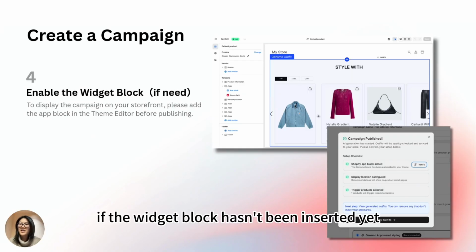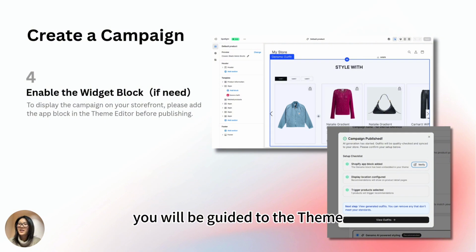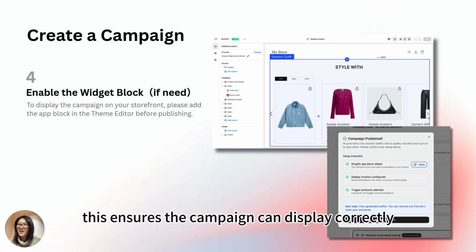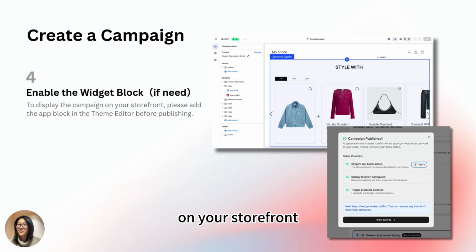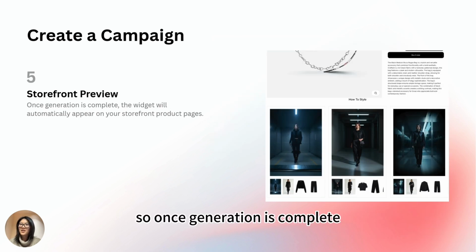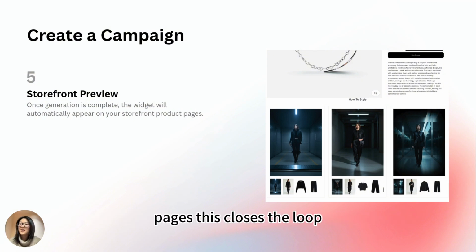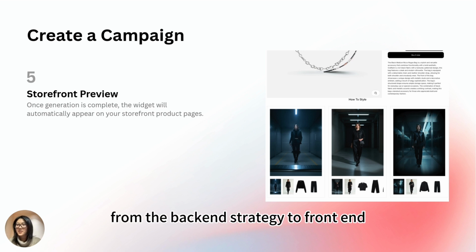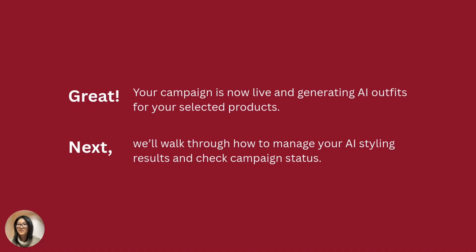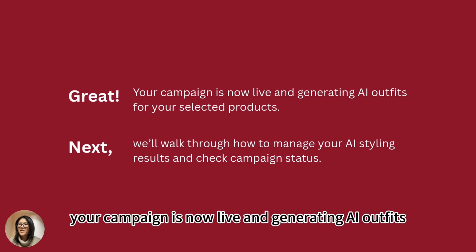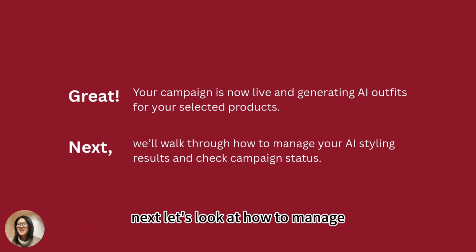If the widget block hasn't been inserted yet, you will be guided to the theme editor to enable it before publishing. This ensures the campaign can display correctly on your storefront. Once generation is complete, your AI styling widget automatically appears on your product pages. This closes the loop from the backend strategy to the front-end customer experience. Your campaign is now live and generating AI outfits for your selected products. Next, let's look at how to manage and optimize your campaigns.